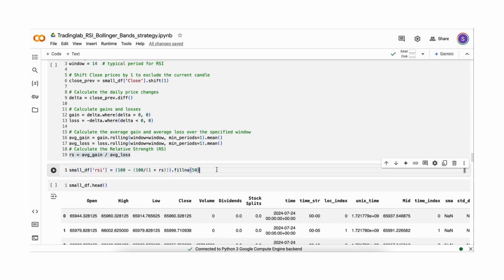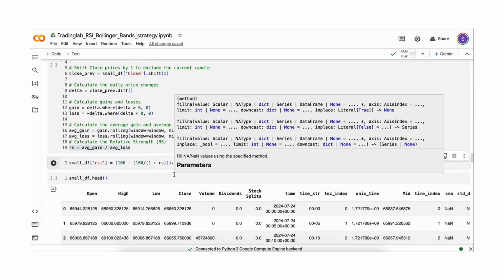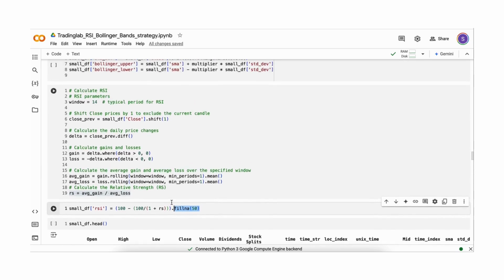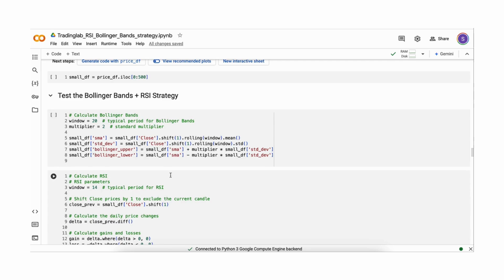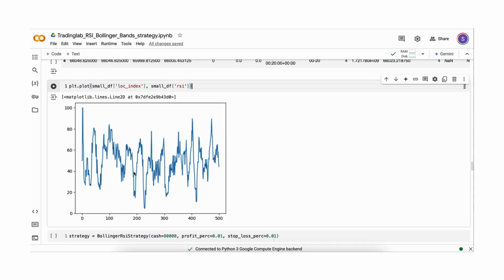Because we looked at the previous windows, the first value will be NA, so that we don't have an NA, we filled it up with 50. So that's the RSI calculation. So we have two steps: we have the Bollinger Bands and we have the RSI. For a sanity check, we plotted the RSI values. It should lie between 0 and 100, which we see, so the sanity check passes.